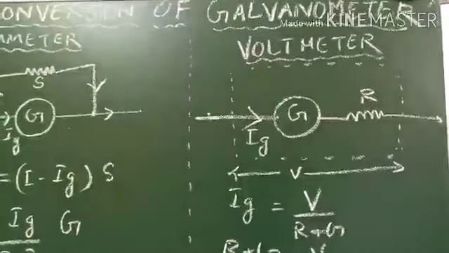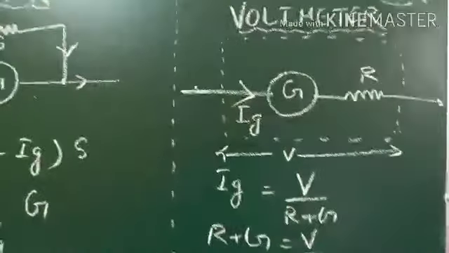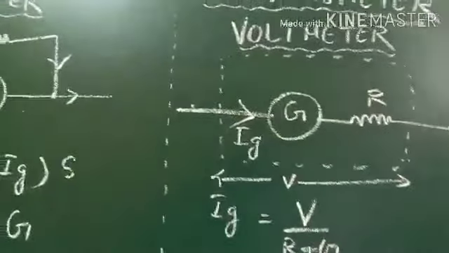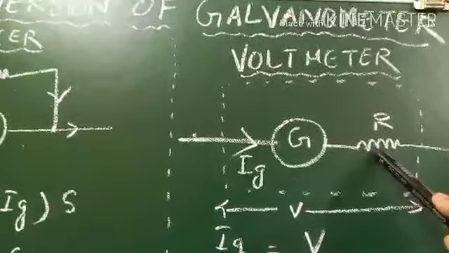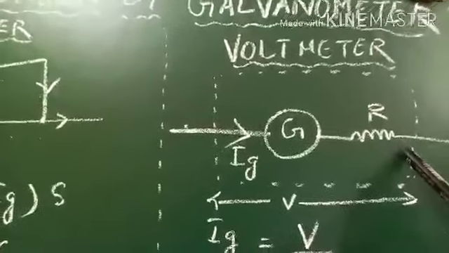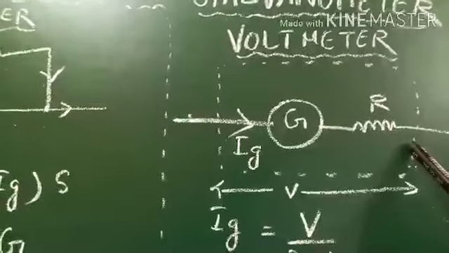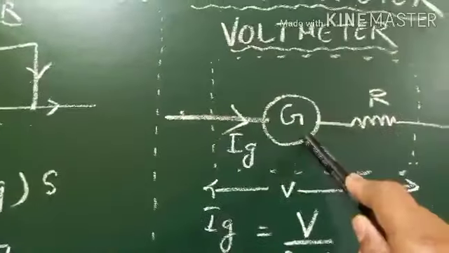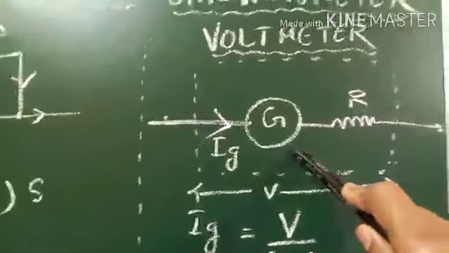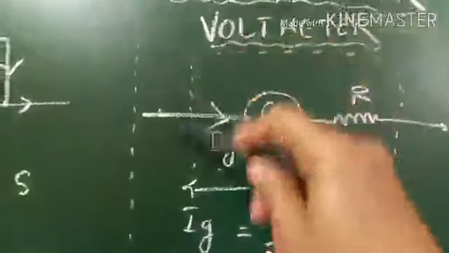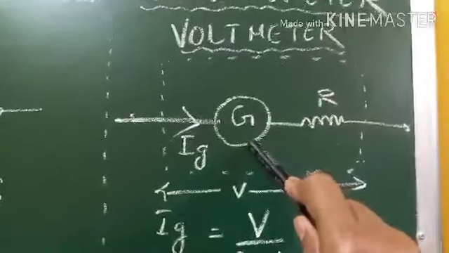Now let us see how we can convert the galvanometer into a voltmeter. A galvanometer can be converted into a voltmeter by connecting a high resistance in series. The value of this resistance is so adjusted that only the current Ig, which produces the full scale deflection in the galvanometer, is passing through the galvanometer. Only Ig current is flowing through the galvanometer. The high resistance R is connected in series with the galvanometer. So what will be the total resistance of the voltmeter? They are connected in series, so the total resistance will be R plus G.